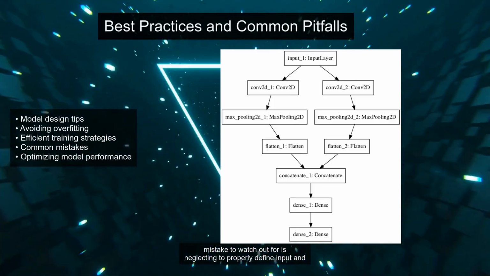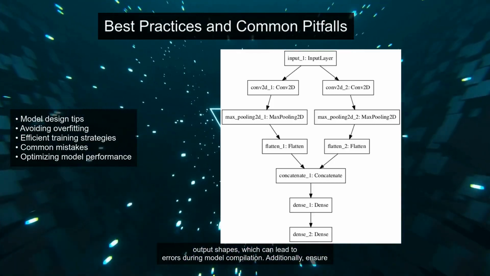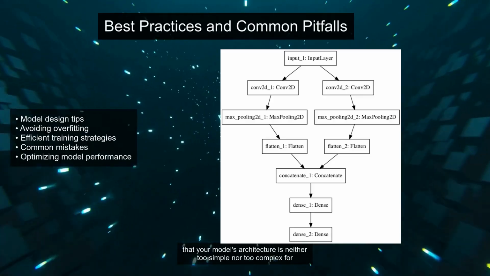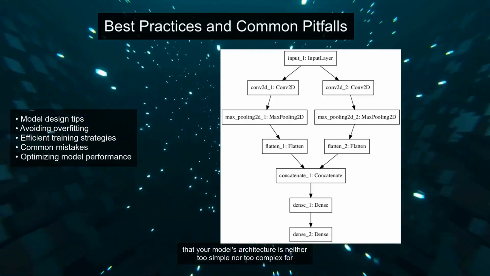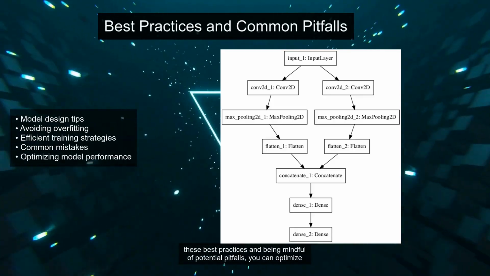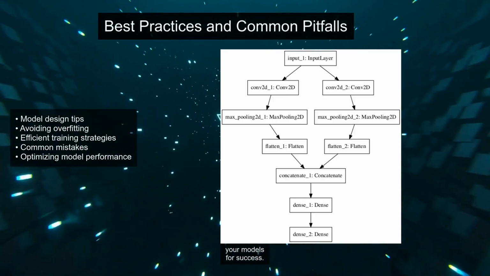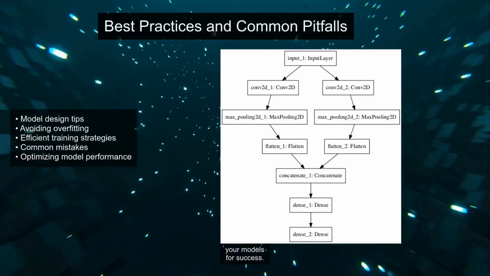One common mistake to watch out for is neglecting to properly define input and output shapes, which can lead to errors during model compilation. Additionally, ensure that your model's architecture is neither too simple nor too complex for the problem, as both can lead to suboptimal performance. By adhering to these best practices and being mindful of potential pitfalls, you can optimize your models for success.